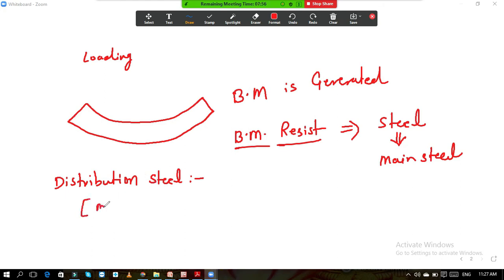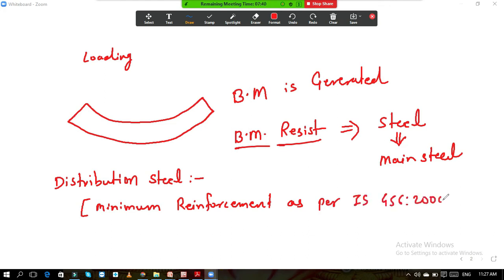This steel is the minimum reinforcement. This is the minimum steel reinforcement as per IS 456-2000. This is also called temperature steel. This is also called shrinkage steel. So this is the distribution steel and this is the main steel.